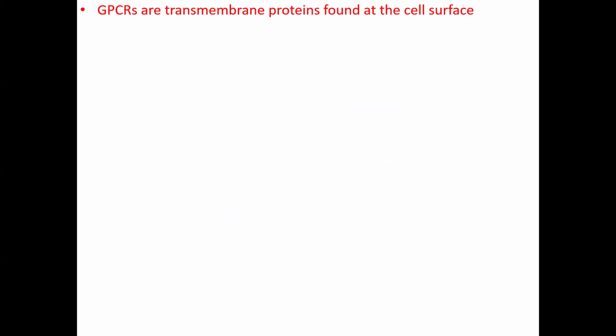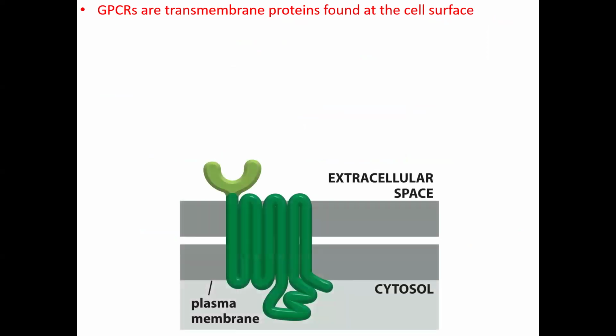G protein coupled receptors are transmembrane proteins, so they're integral. They have hydrophobic patches that interact favorably with the fatty acid tails of the cell membrane, and they have an extracellular domain. They have a portion that's at the cell surface, of course, facing outward, and that's the portion that can bind to the signaling molecule, and that's what we see here in light green. So extracellular domain that binds the signaling molecule.